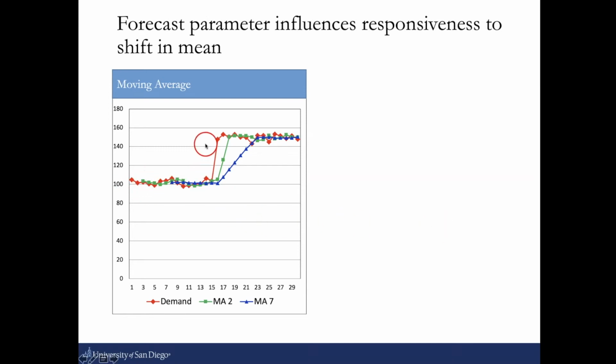Now, as you might imagine, say we look at the moving average, we have the red line, this is the actual demand, and the green line is the forecast generated by moving average with a window of 2, and the blue line will be the moving average with a window of 7. And as you shorten the window, you get a more responsive forecast that mimics the demand closer than a longer window.